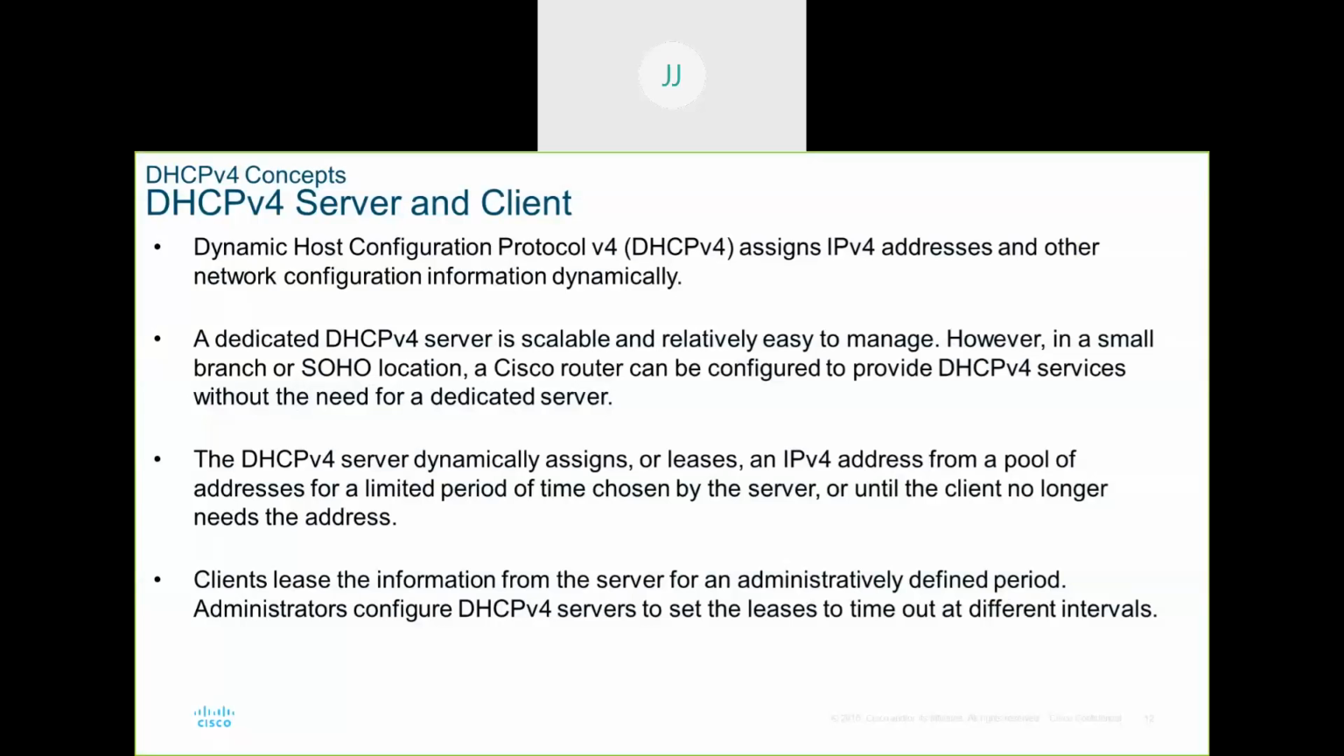So let's begin. DHCP, which stands for Dynamic Host Configuration Protocol, assigns IP addresses and network configuration information dynamically to hosts on a network. DHCP can be configured on a dedicated server on the network, or it can be configured using a Cisco router. Regardless of whether a server or a router is used, DHCP is used to assign or lease an IP address from a pool of addresses for a period of time defined by the server. In other words, a host is not assigned an IP address indefinitely. It is eventually returned to the IP pool.